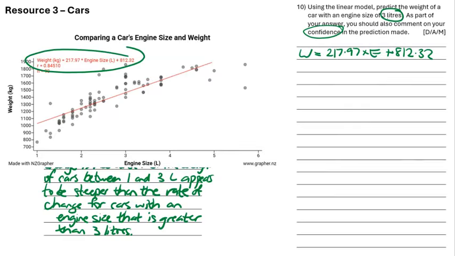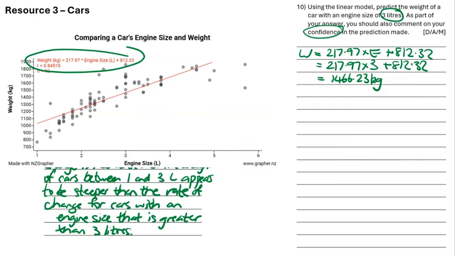engine size. So in our case, we know that the engine size is 3 liters. So we're going to take away the E, put in 3. So that means we're going to have 217.97 times 3 plus 812.32. And when I plugged that into my calculator, I got 1,466.23 kilograms. And I didn't need to round that, so that was an unrounded number. So there's your achieve mark.